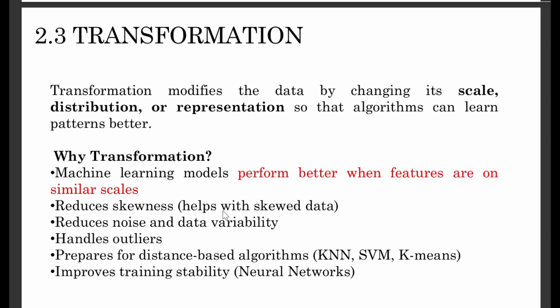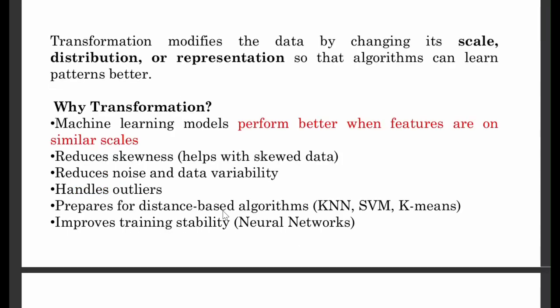Transformation also reduces skewness, helping algorithms that assume normally distributed data. It reduces noise and variability, making the data cleaner. It handles outliers. It prepares data for distance based algorithms like KNN, SVM, and K means, which are fundamentally based on calculating distances between data points. And it improves training stability for neural networks, which are sensitive to scale of input features.